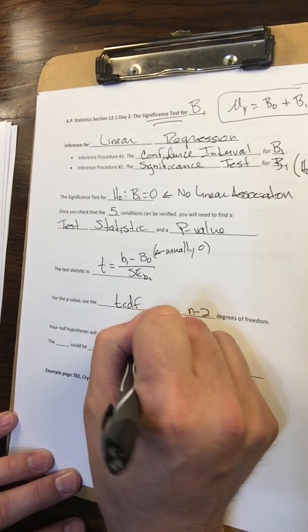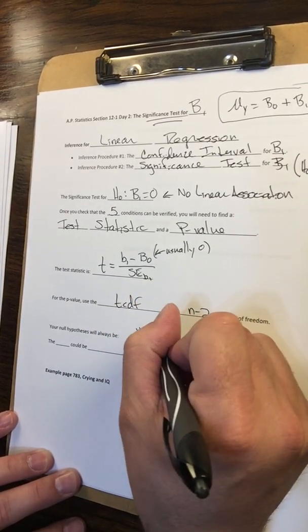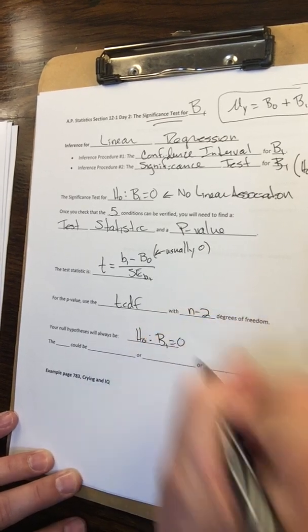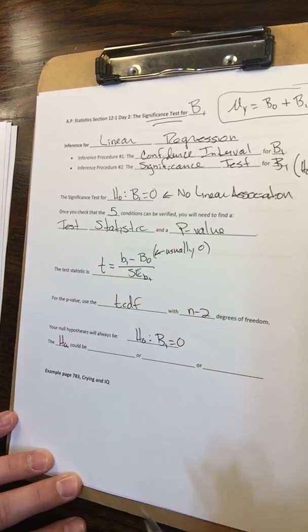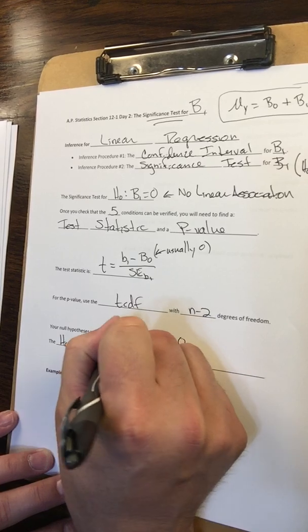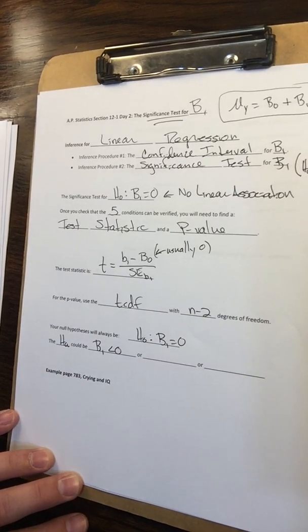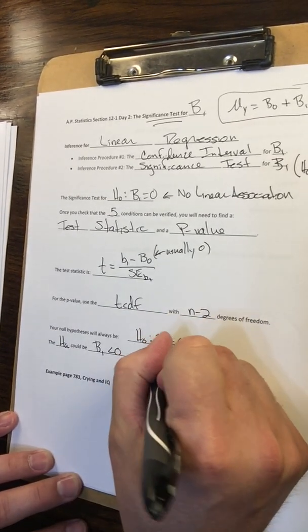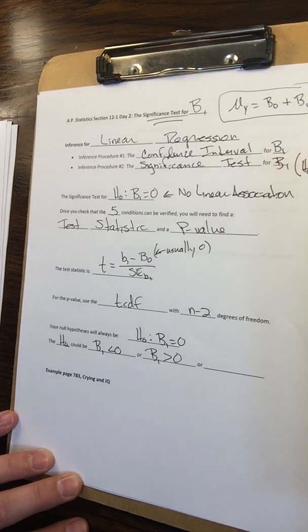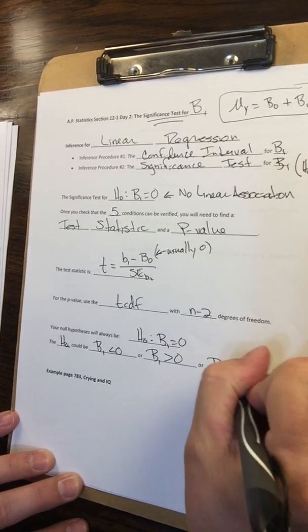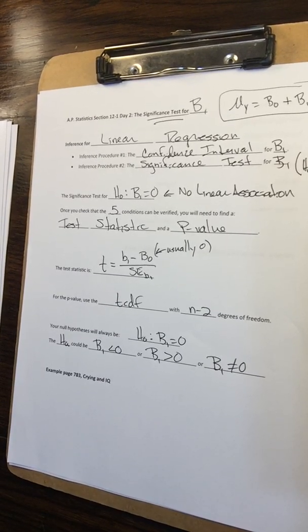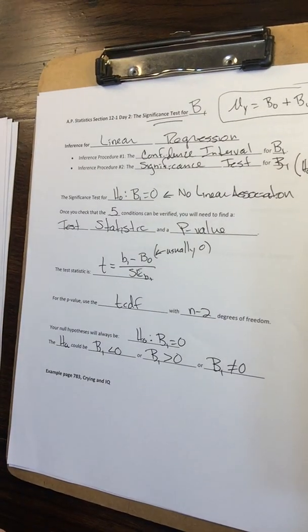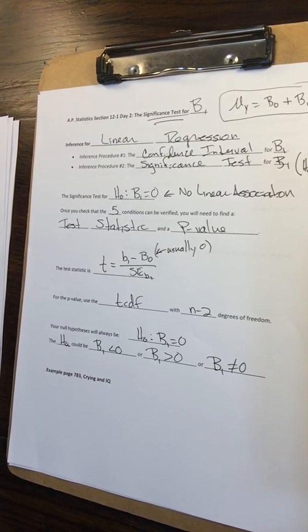For the p-value, of course, you use a tcdf with n minus 2 degrees of freedom. Your null hypothesis, and this is the third time I'm saying it on this page, is always going to be that the slope is equal to 0, meaning there is no linear relationship. The Ha could be that the slope is less than 0 if a negative association is expected, or greater than 0 if we expect a positive association, or we're just saying that there is actually some kind of slope going on. It's not 0.